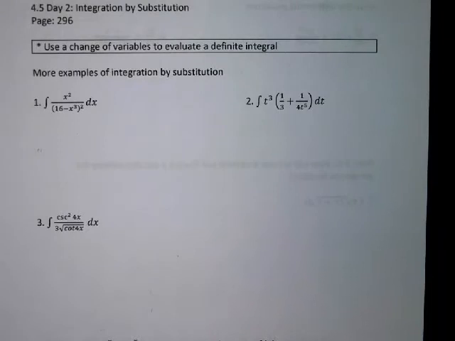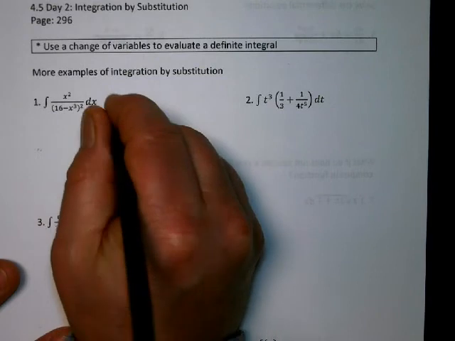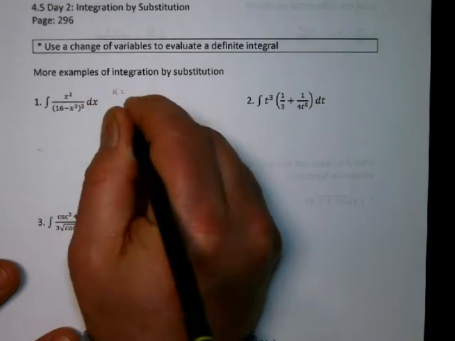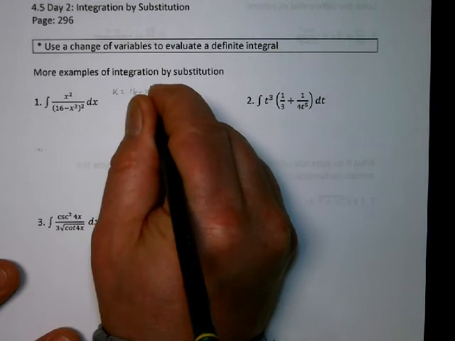All right, here's integration by substitution, day 2. There's more examples of substitution. So I'm going to take a look at the first one. My u is going to be the denominator, which is 16 minus x cubed.